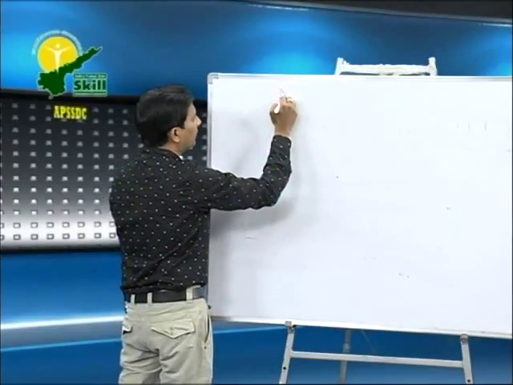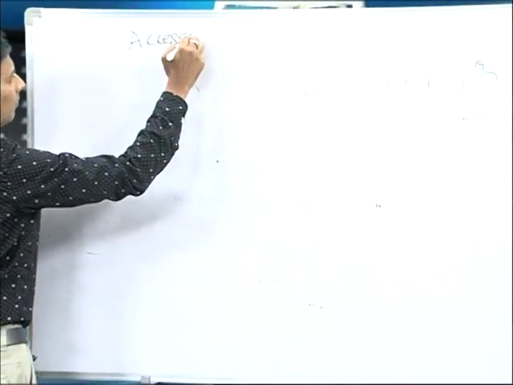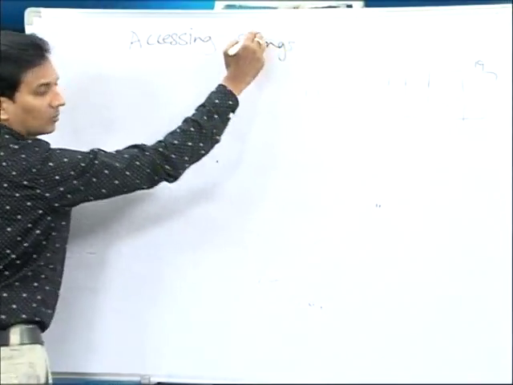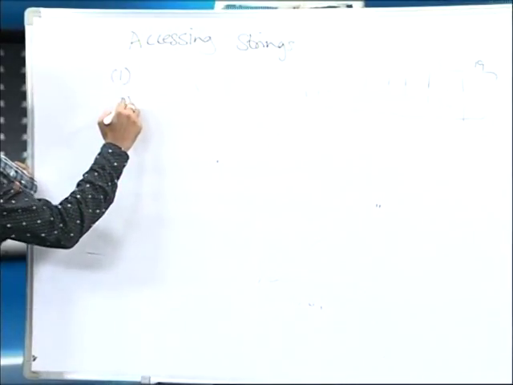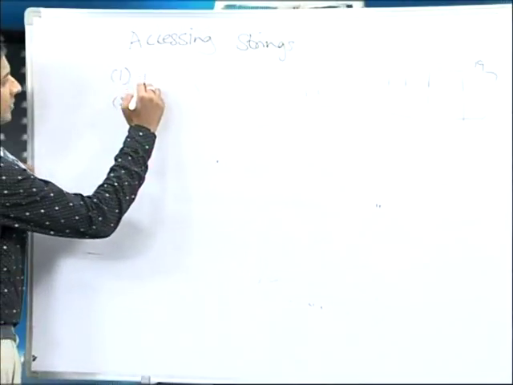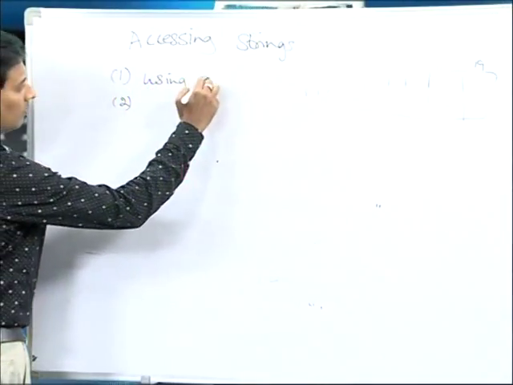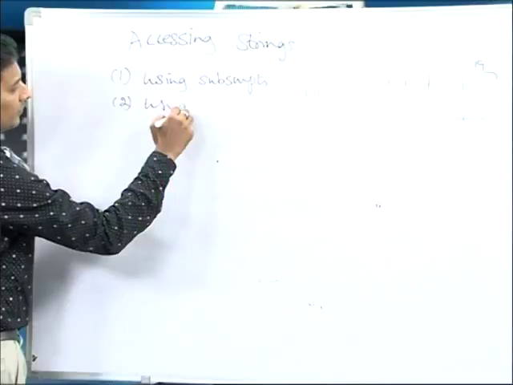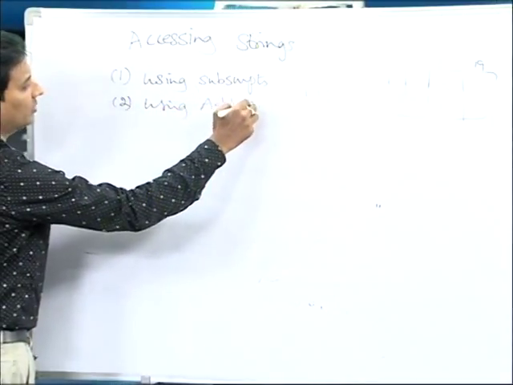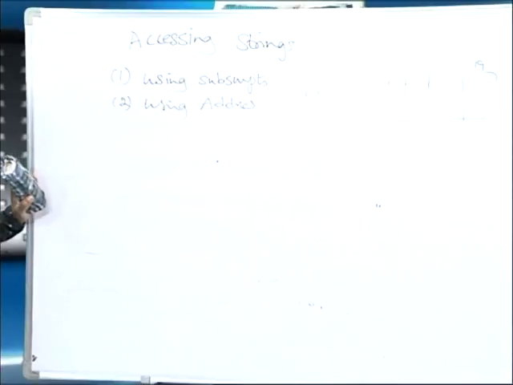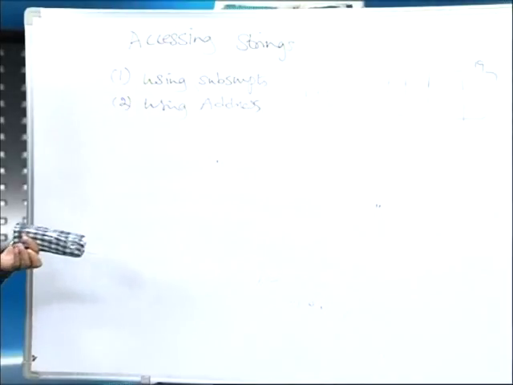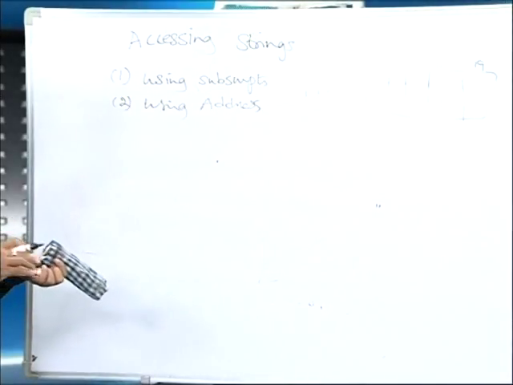Next, accessing the strings. We can access strings in two ways. First one is using subscripts. Second one is using addresses. There are two ways we can access them: the first one is using subscripts, the second one is using addresses.